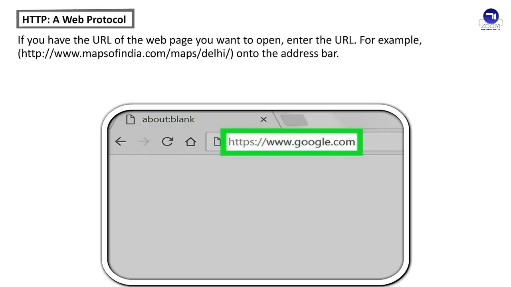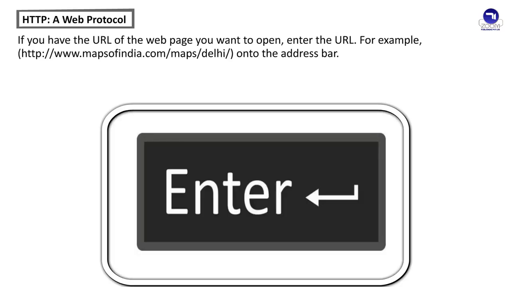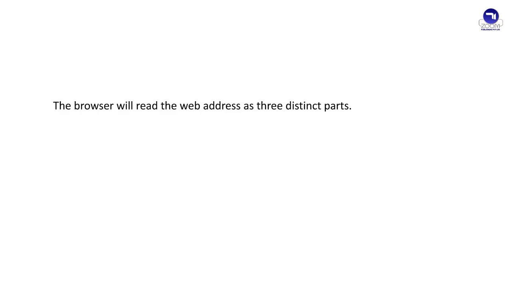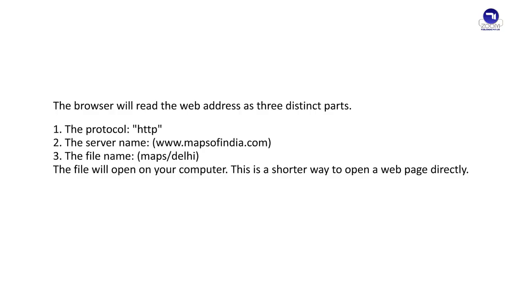If you have the URL of the web page you want to open, enter the URL. For example, http://www.mapsofindia.com/maps/delhi onto the address bar. The browser will read the web address as three distinct parts: the protocol, HTTP; the server name, www.mapsofindia.com; and the file name, maps/delhi. The file will open on your computer. This is a shorter way to open a web page directly.